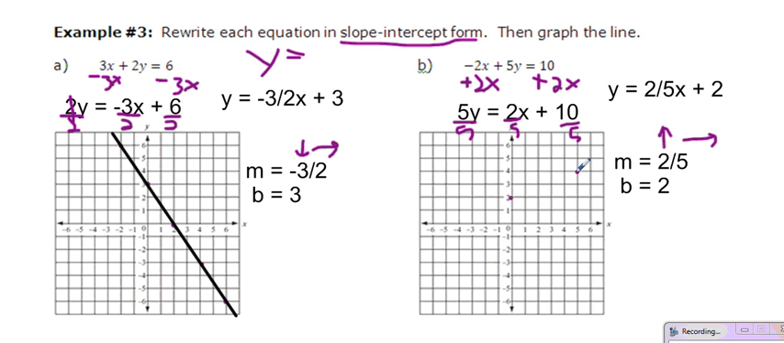Now I don't have any space to go over anymore, so I'm going to go back to the beginning and go down 2 and over 5 to the left. So I can only make 3 points, that's okay. I'm going to connect those to make my line. That was a bad line, but you get the idea.